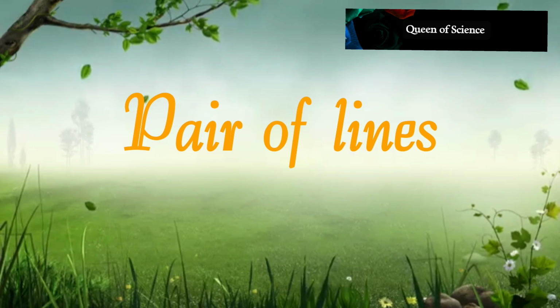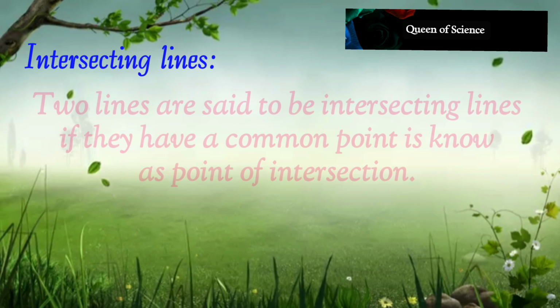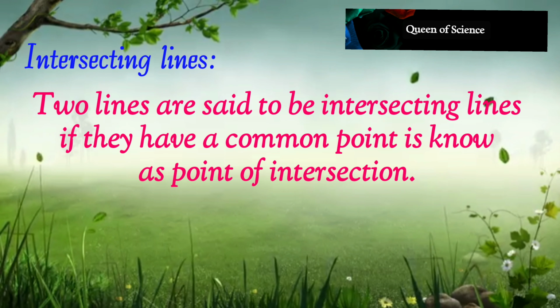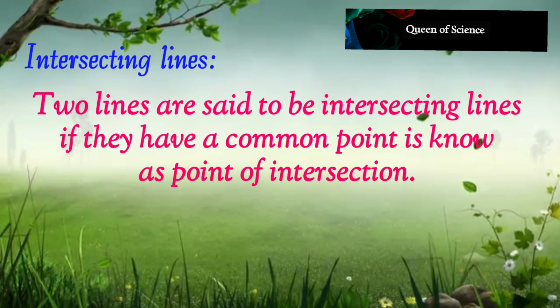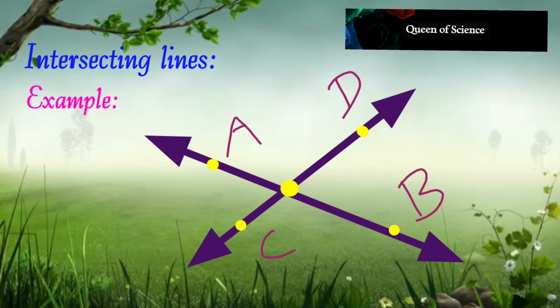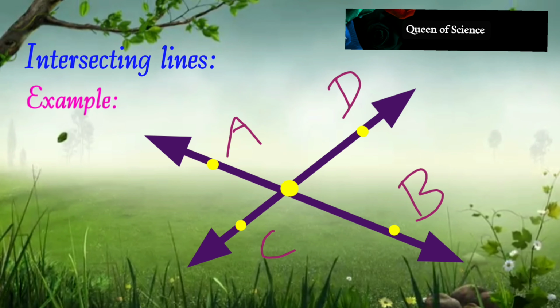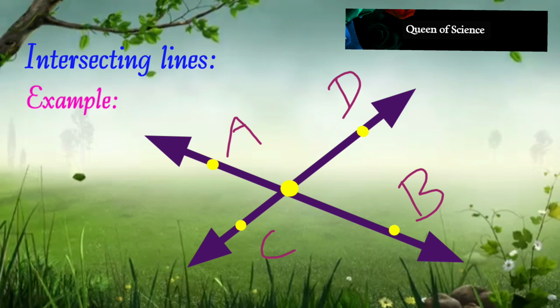The next one is a pair of lines, intersecting lines. Two lines are said to be intersecting lines if they have a common point, known as the point of intersection. So when two lines intersect, there should be a common point. Here AB and CD intersect, and there is a common point in the middle.